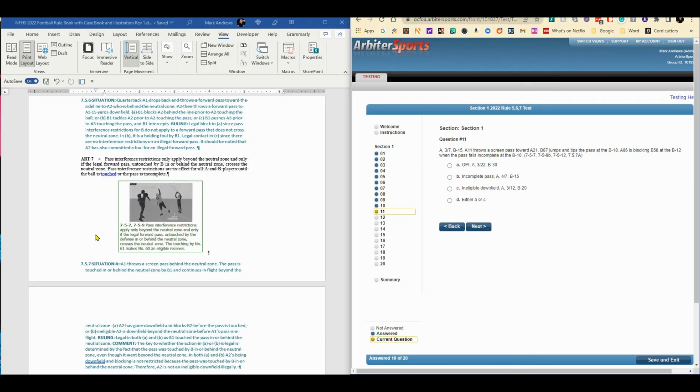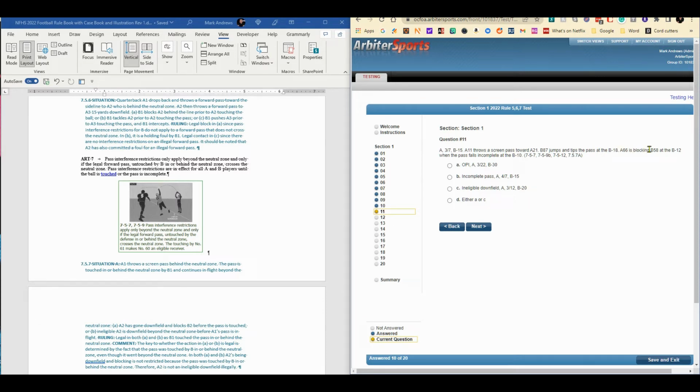All right, question number 11. I like this question. It involves a lot of different rules and their nuances. A, 3rd and 7 at the B15. A11 throws a screen pass towards A21. B87 jumps and tips the pass at the B18. So B has tipped the ball.